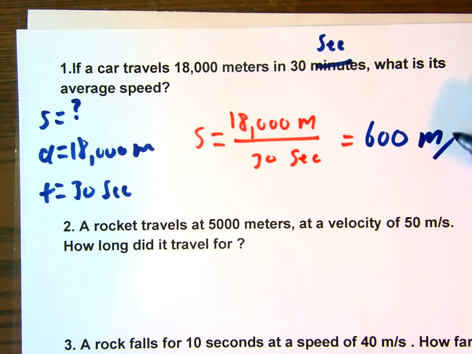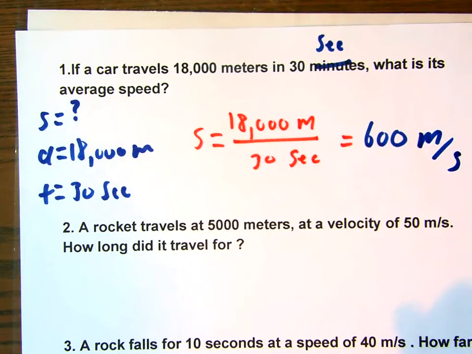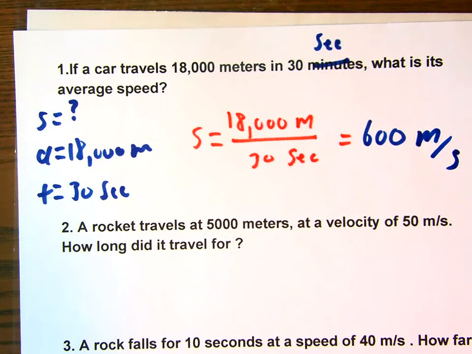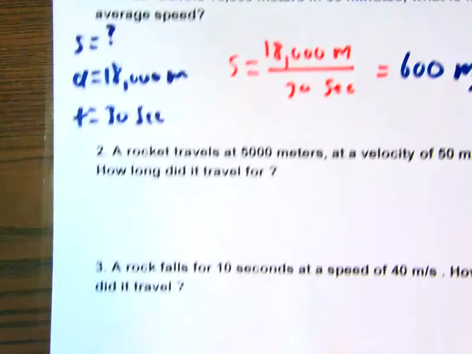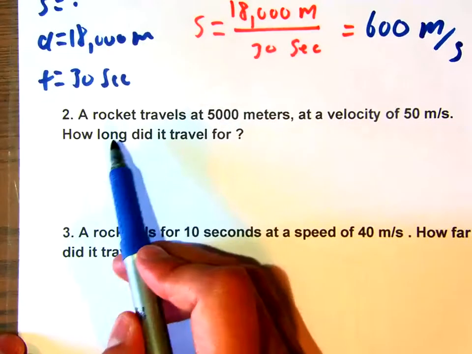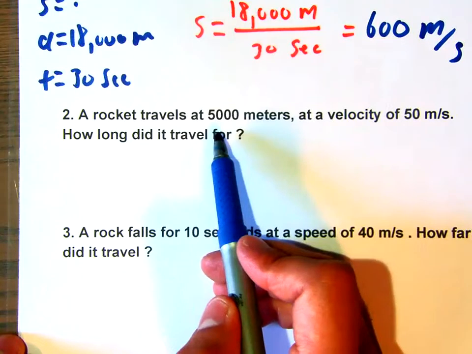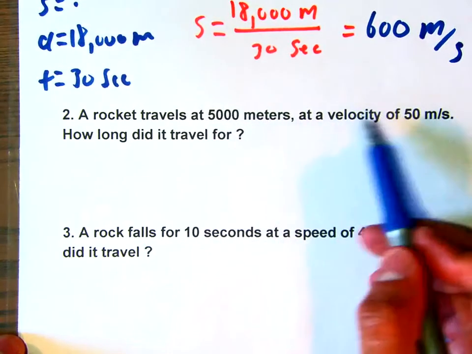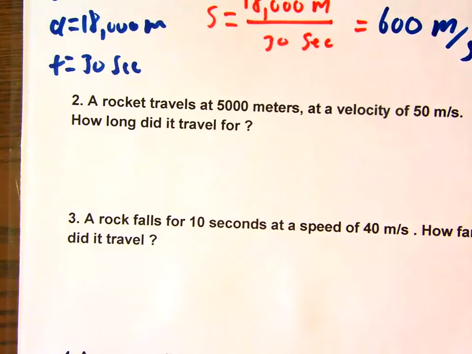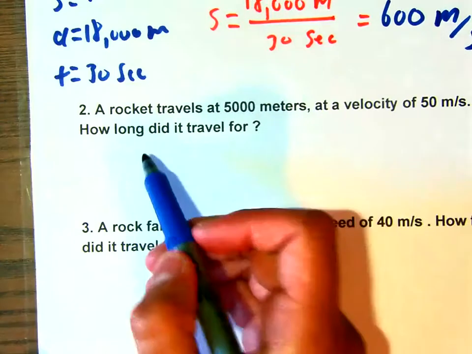My units are meters per second. Okay? Alrighty. Let's go on to the next one. Let's get a little bit more difficult. A rocket travels 5,000 meters at a velocity. Remember, velocity, we can use that interchangeably with speed. So at a velocity of 50 meters per second, how long did it travel?